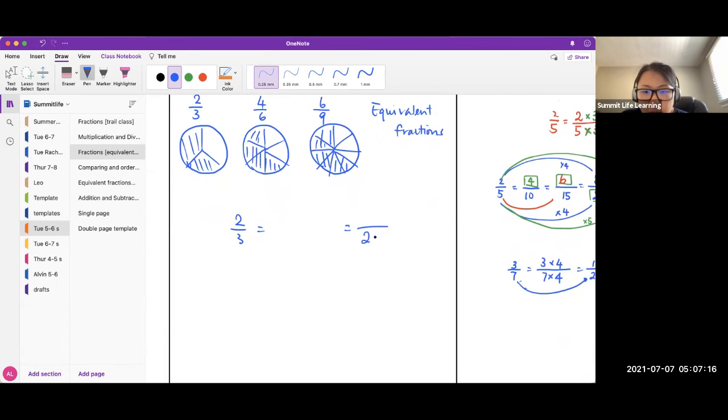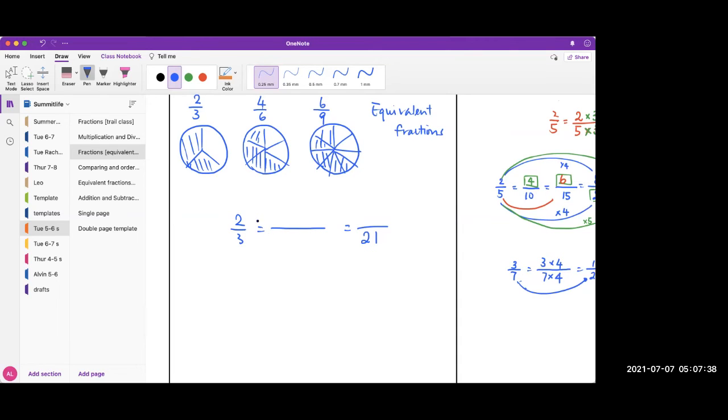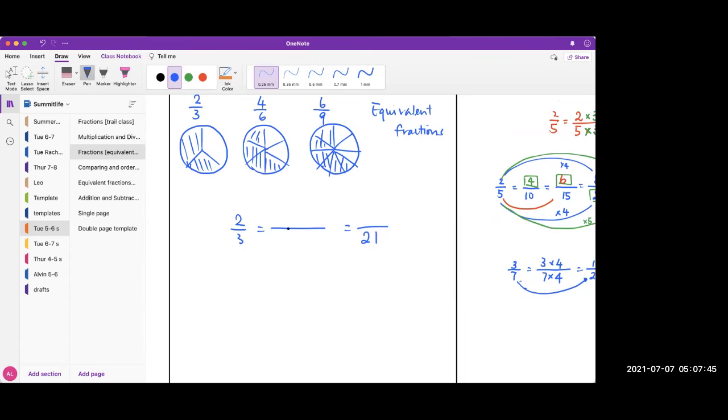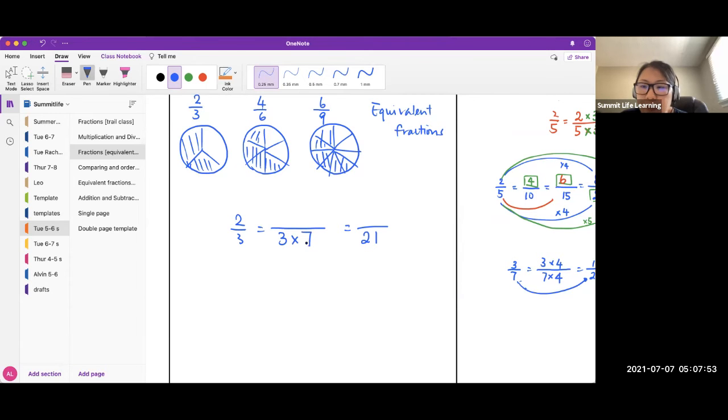So let me ask you, if I want to change denominator 3 into denominator 21, okay? So what should I change the numerator 2 into, which number, Emily? 14. Yeah, correct. Okay, how do you get 14? Because 21 divided by 3 is 7. Yeah, it means 3 times 7 is 21.